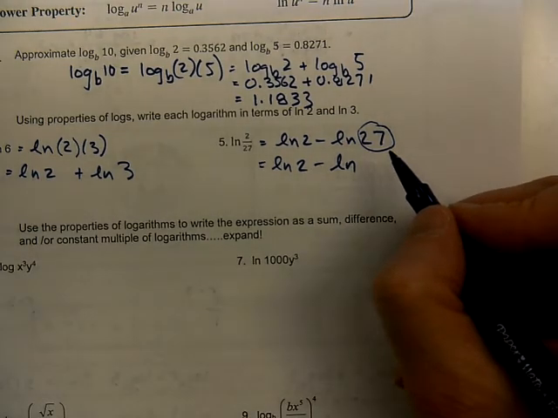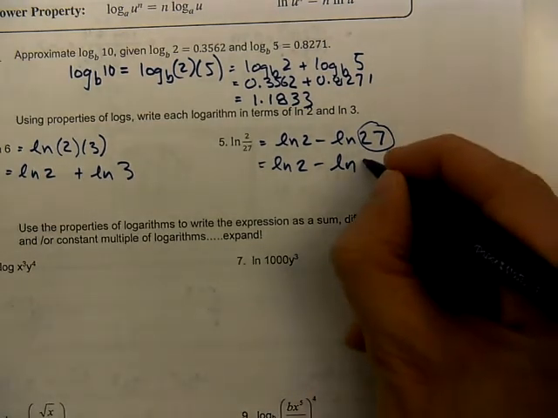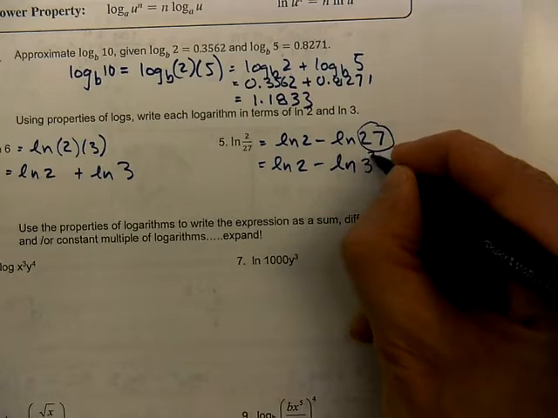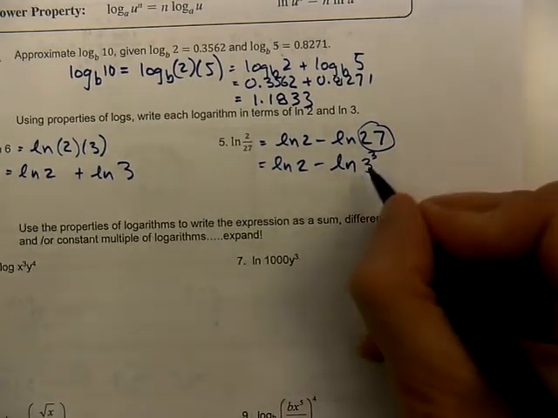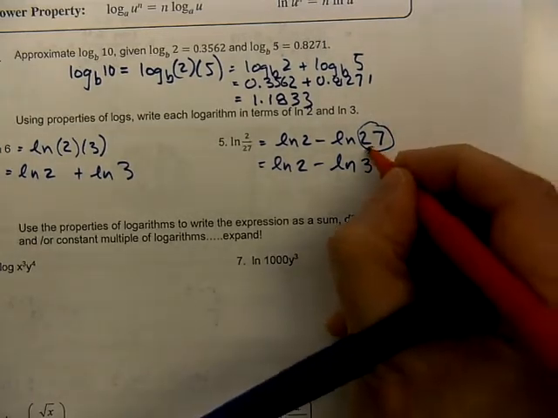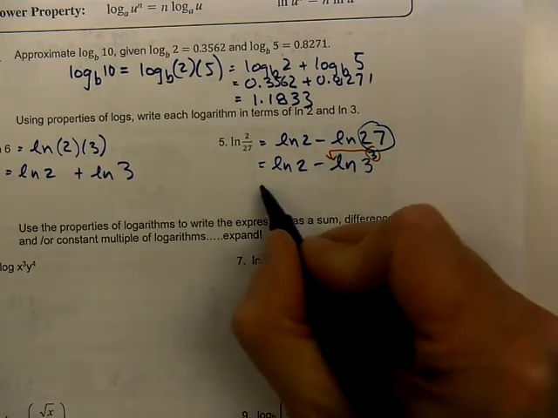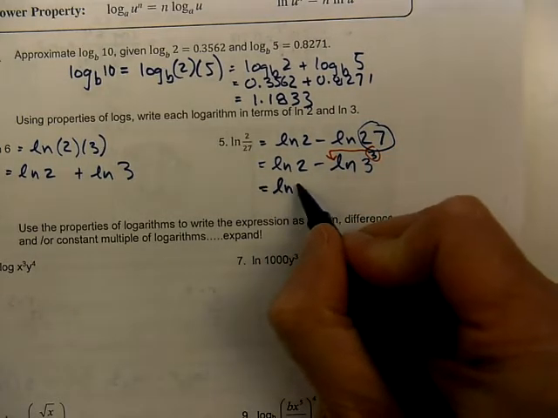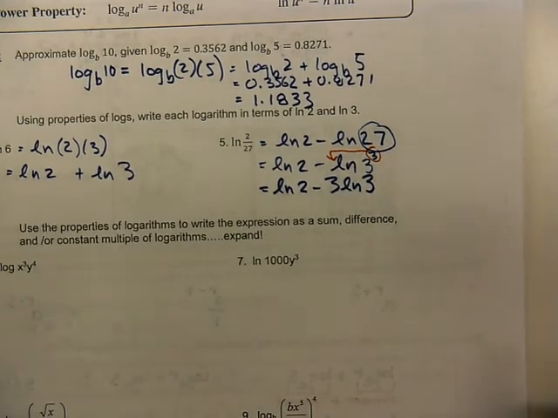9 can be factored into 3 times 3. So we really have 3 times 3 times 3. In other words, if at all possible, write your factors in exponential form. If you can't, then you just write 9 times 3. But yeah, 3 cubed is what we want because we can now use that power property to bring that power to the front as a multiplier of its own term. So final answer is natural log of 2 minus 3 times natural log of 3.